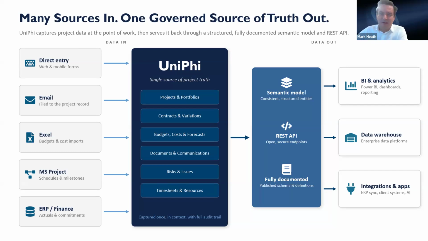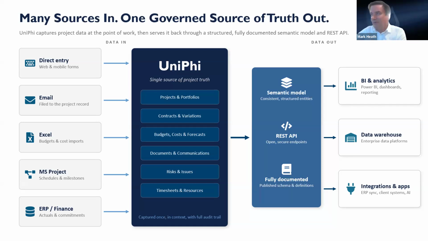That includes direct entry into the UniPhi web application, UniPhi being a portfolio, project and program management application, capturing information directly to help project teams collaborate, deliver on budget and time, and track those things and report on them. But equally capturing information from email, from Excel imports into the application, from MS Project or P6 imports into the application, and from synchronizations into ERP finance applications as well.